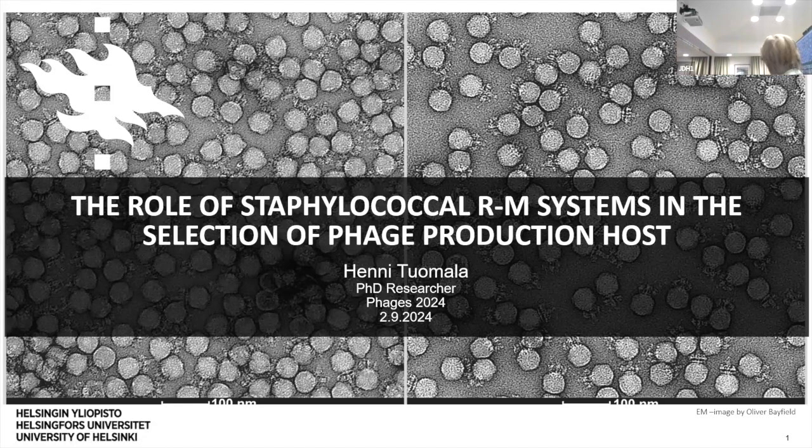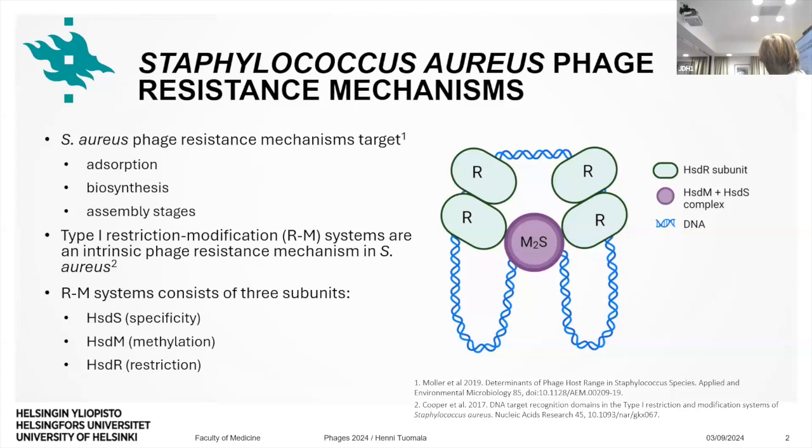Hello, everyone. I will be talking about the RM systems in Staphylococcus aureus and their role in the selection of phage production hosts. I will first go very briefly through the staphylococcal phage resistance mechanisms, especially RM systems. The resistance mechanisms mostly target the adsorption, biosynthesis, and assembly stages of the phage life cycle.